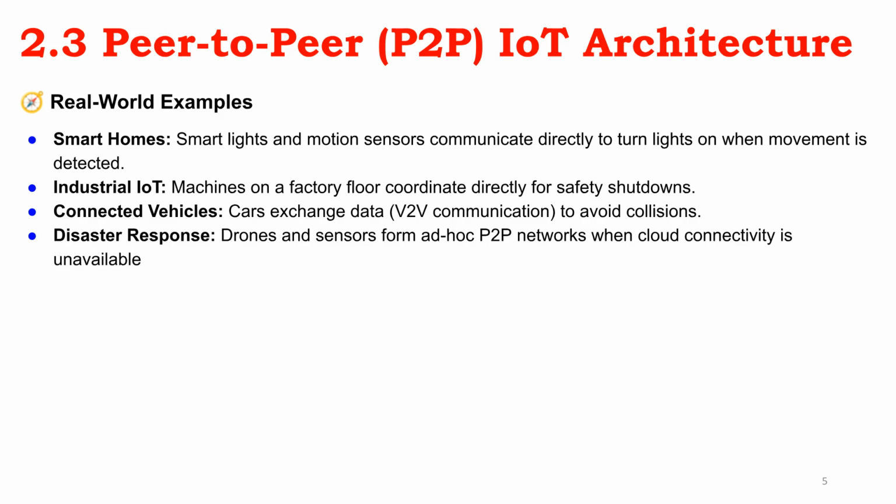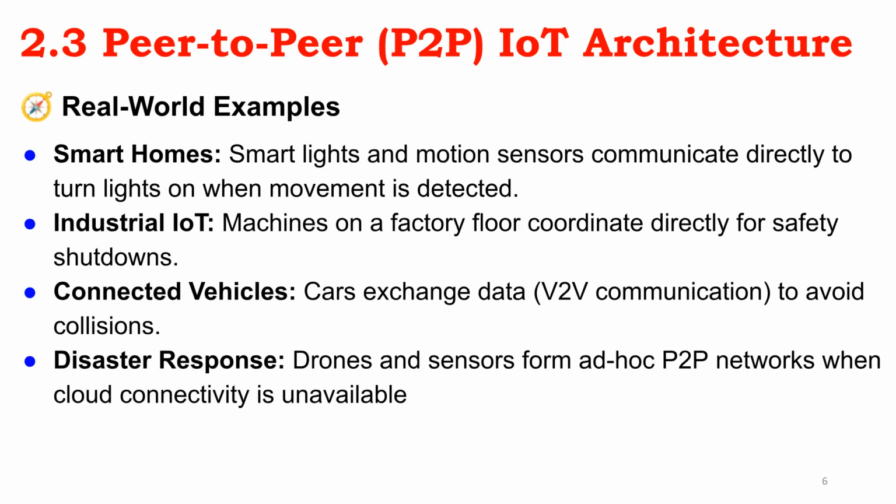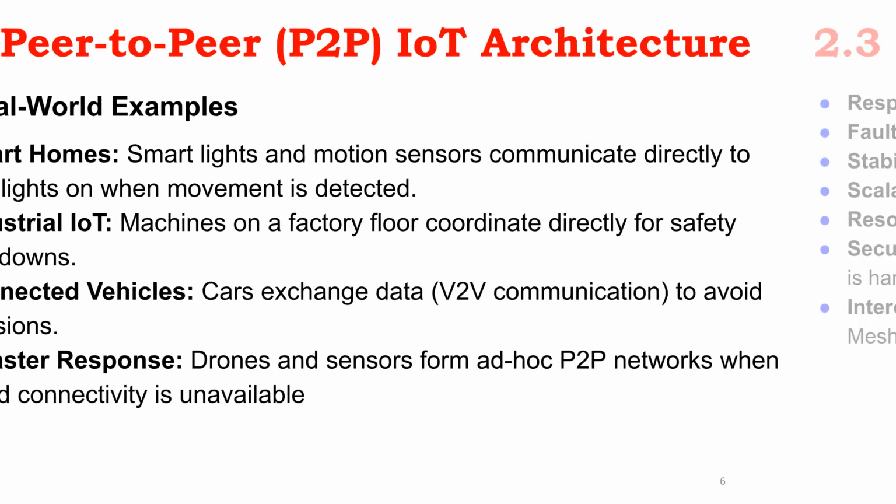Industrial IoT uses P2P for safety shutdowns. Connected vehicles use V2V communication to avoid collisions. Drones and sensors form ad hoc P2P networks for disaster response when the cloud is unavailable. Here are some real-world examples: smart homes, industrial IoT for safety shutdowns, connected vehicles using V2V communication, and disaster response utilizing ad hoc P2P networks.